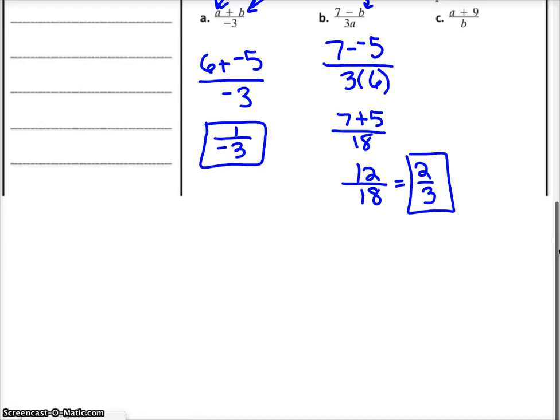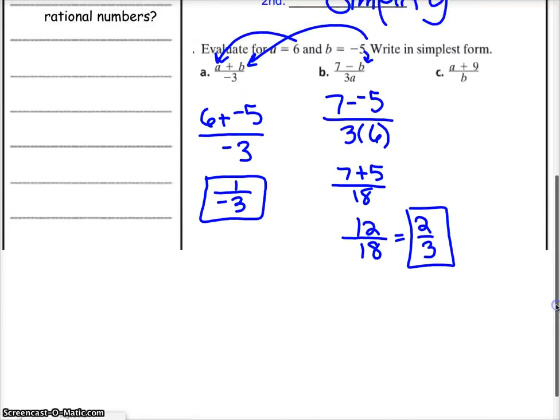Again, this relates to rational numbers because it's a fraction. Any rational number is a fraction. A plus 9 over B. 6 plus 9 over negative 5. 15 over negative 5. Negative 3. That's it.